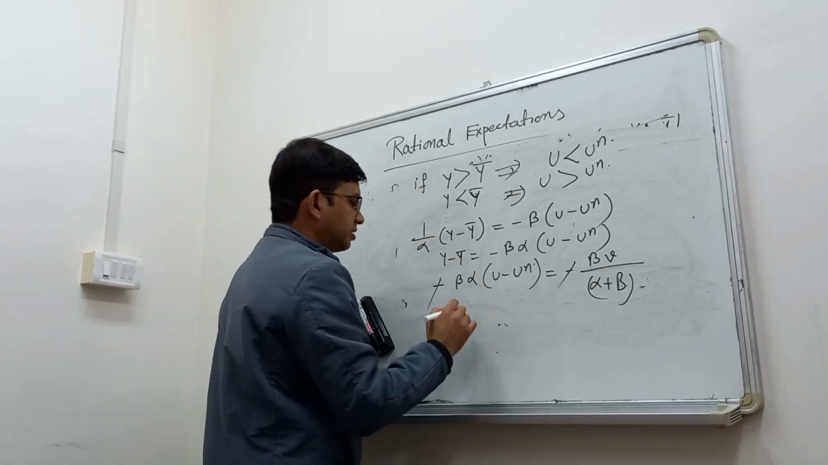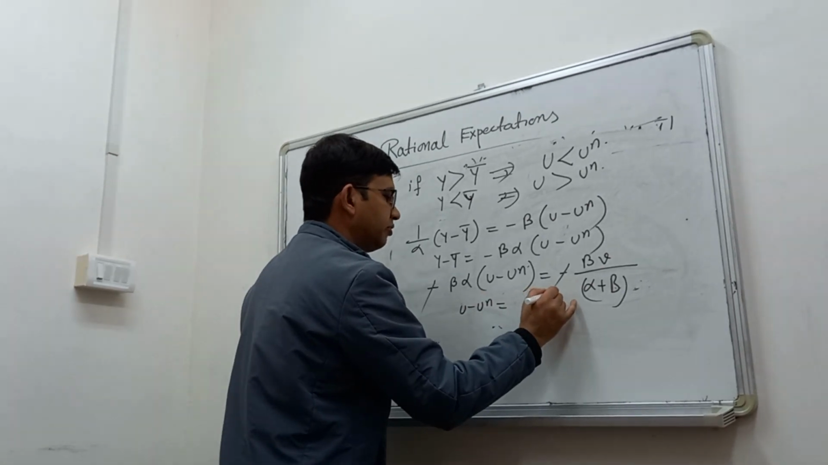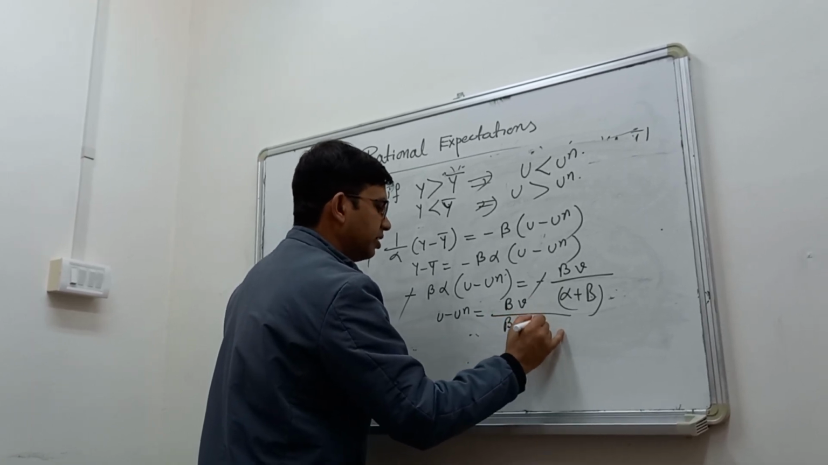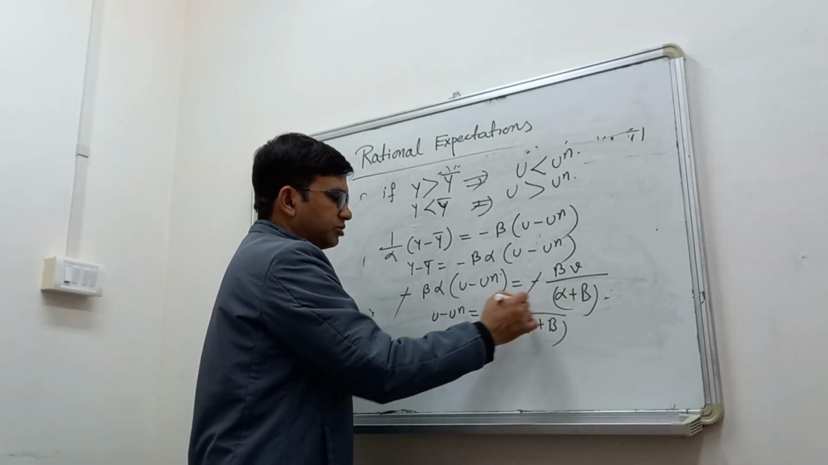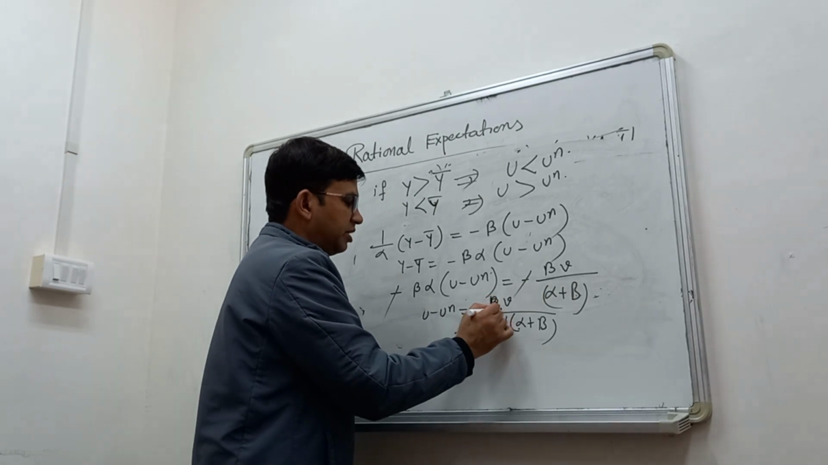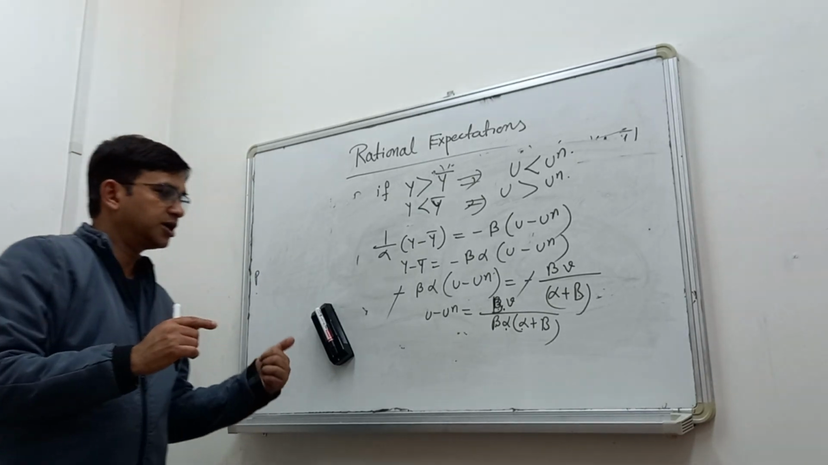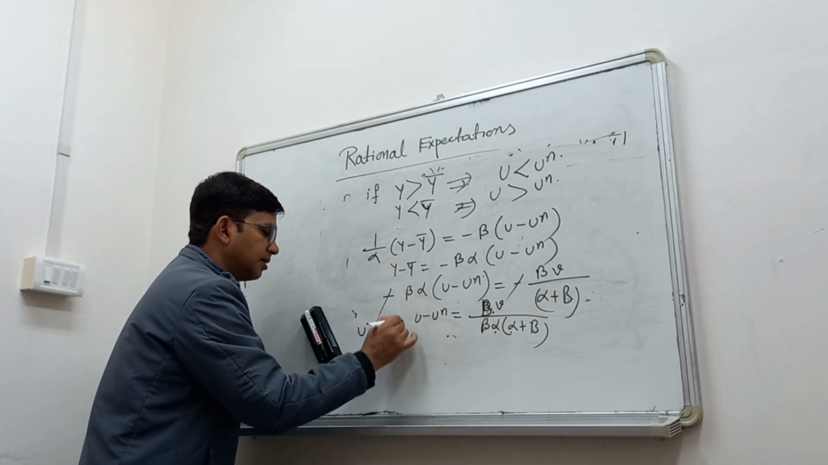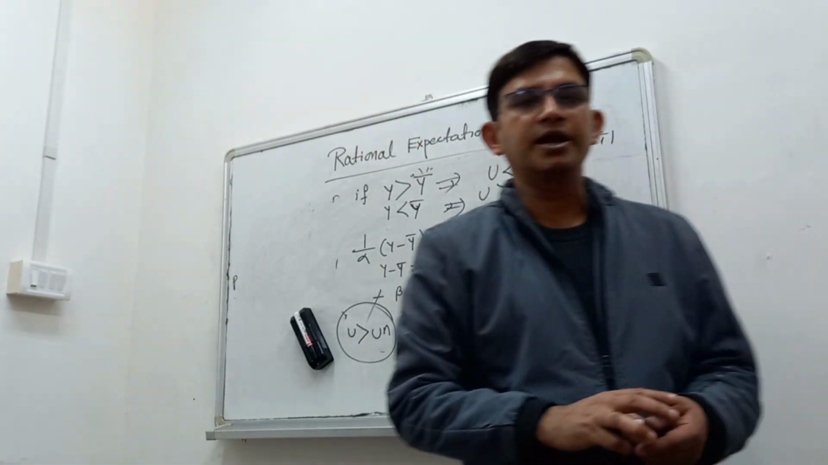So what we see here: U minus UN is BV divided by alpha into beta into alpha plus B. So B is positive, alpha positive, beta positive, because B positive means we are considering a negative supply shock. So we can see U is greater than UN. So cyclical unemployment will be positive if there is a negative supply shock.